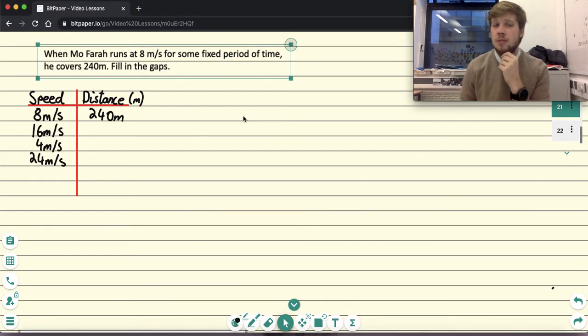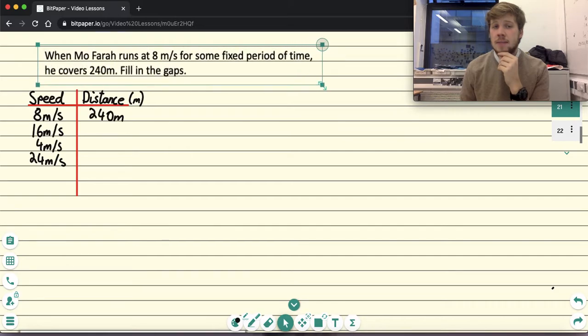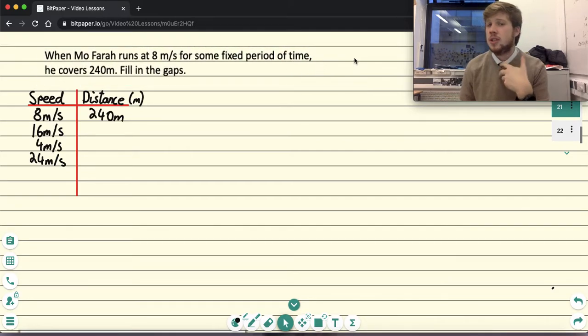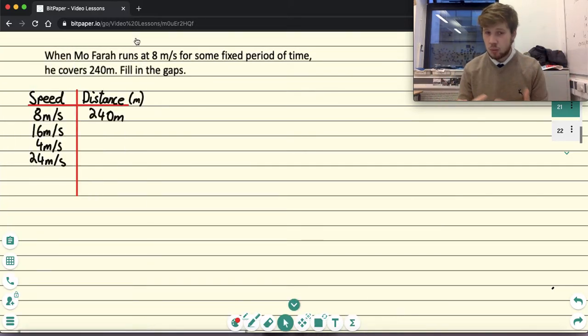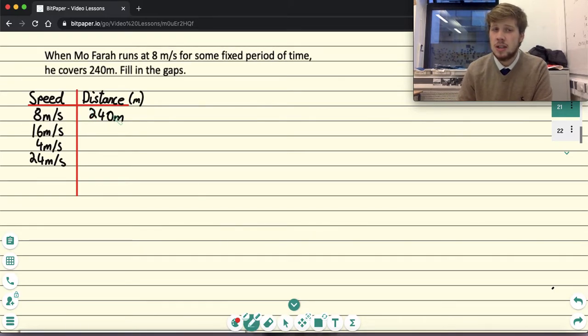When Mo Farah runs at 8 meters per second for some amount of time, we don't know that time, he covers 240 meters. Before doing anything about proportion, we can actually work out how far he's going to travel if he runs at twice the speed. Because if something travels at twice the speed, it's going to cover twice the distance. So to get from 8 to 16, I have to multiply by 2. So 240 multiplied by 2 is 480 meters.